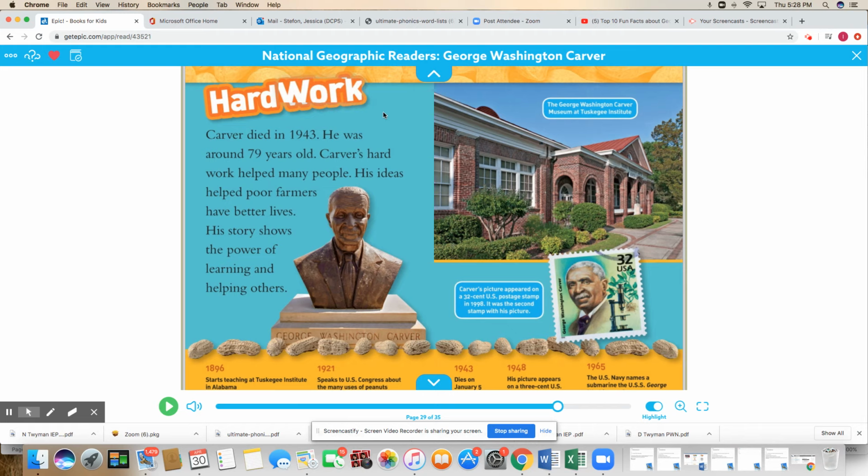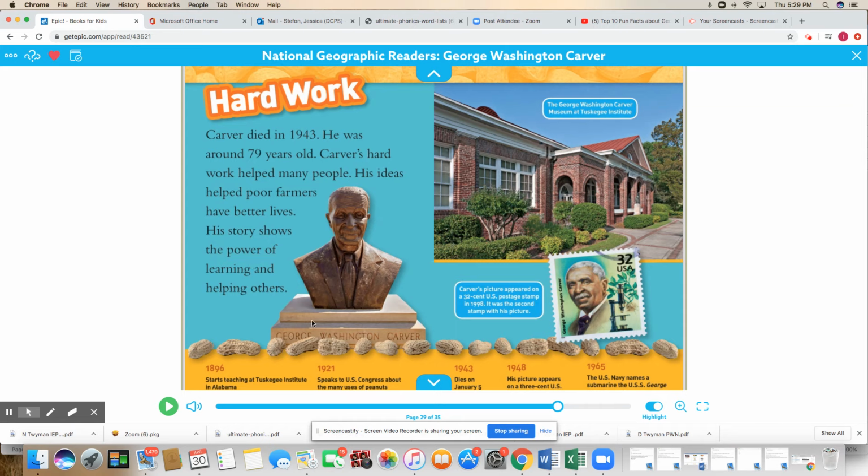Hard work. Carver died in 1943. He was around 79 years old. Carver's hard work helped many people. His ideas helped poor farmers have better lives. His story shows the power of learning and helping others.